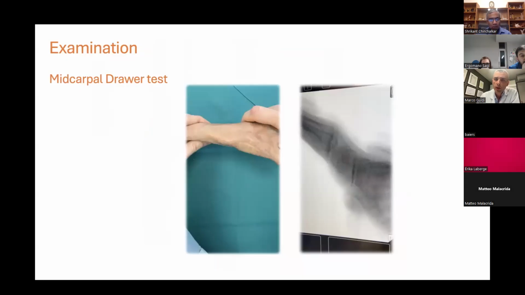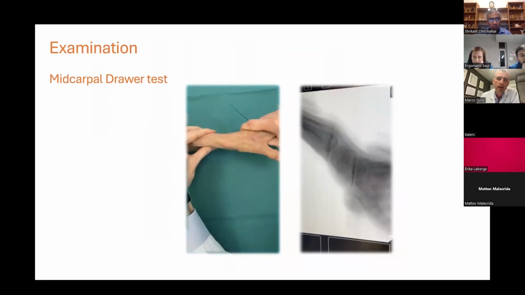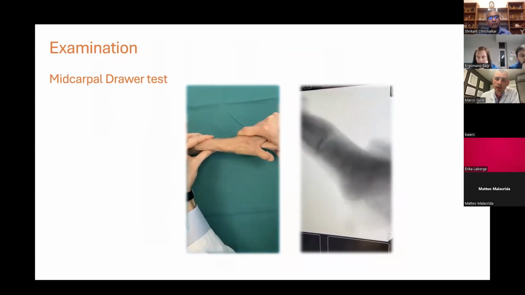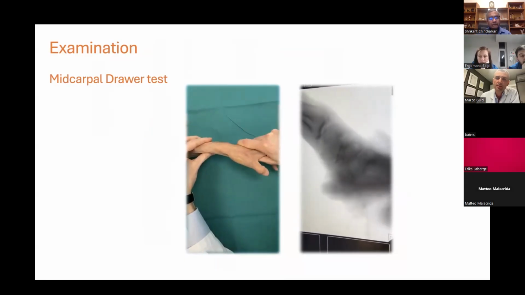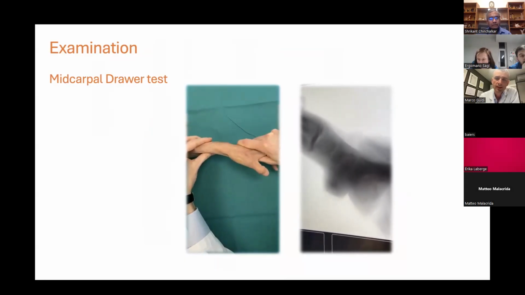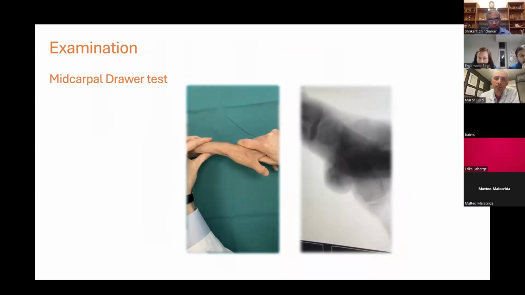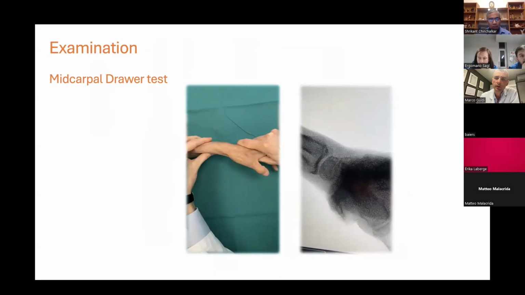So my colleagues showed very nice cases. I think this is a very easy to perform examination. This is the midcarpal drawer test, but it was not validated for this pathology. And sometimes it's difficult to understand the grade of subluxation. And of course, it's done under fluoroscopy.